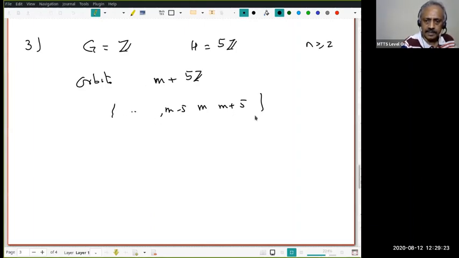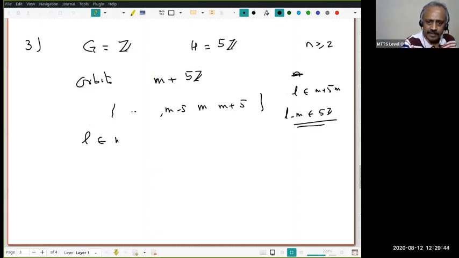You understand? Now when does an element L belong to this orbit? L belongs to this orbit if and only if it is in that coset. Therefore, if and only if L minus m is in 5Z. Now, does it remind you of what is happening?